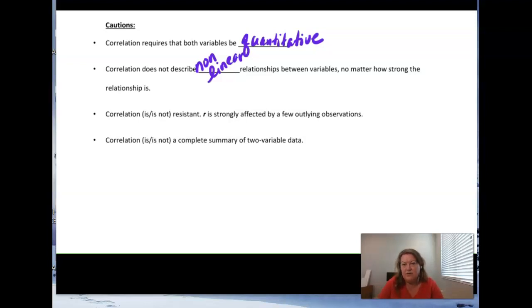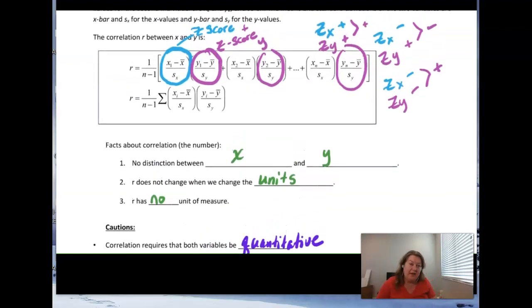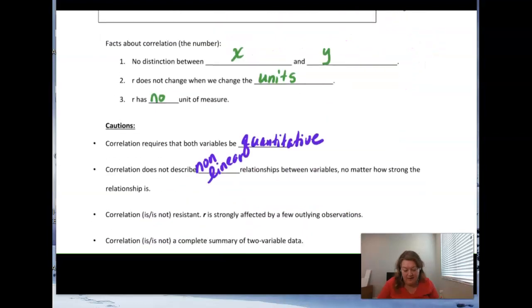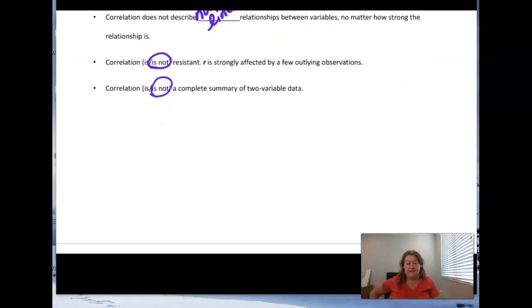Okay, so then the question is, is correlation resistant or not? Is it stuck and less likely to move? Well, it is strongly affected by outliers, right? Because up here, if I'm finding a z-score, if it's really far away, it's going to add a lot to that R number. Okay, so it is strongly affected. That means it is not resistant. It moves a lot. Okay, and then also keep in mind, this is just one measure of looking at two different variable data. It is not the end all to tell us absolutely everything about our data set. So correlation is not a complete summary of the two variables of data.